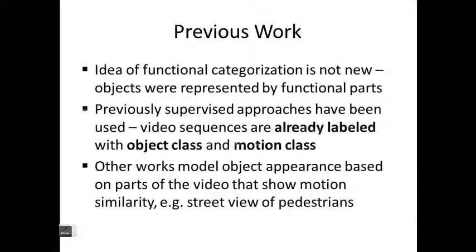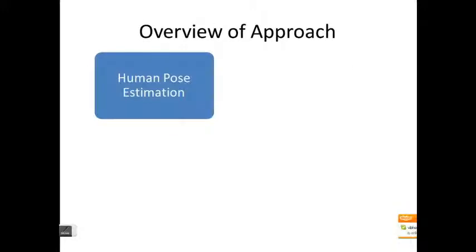There have been other works that also model object appearance based on the parts of the video that show motion similarity. So, for example, if you want to segment out the street in a busy city scene, then you could look at the similarity of human motion on the sidewalks, and segment out that portion because you have a lot of humans walking there as opposed to the street where you'd find cars.